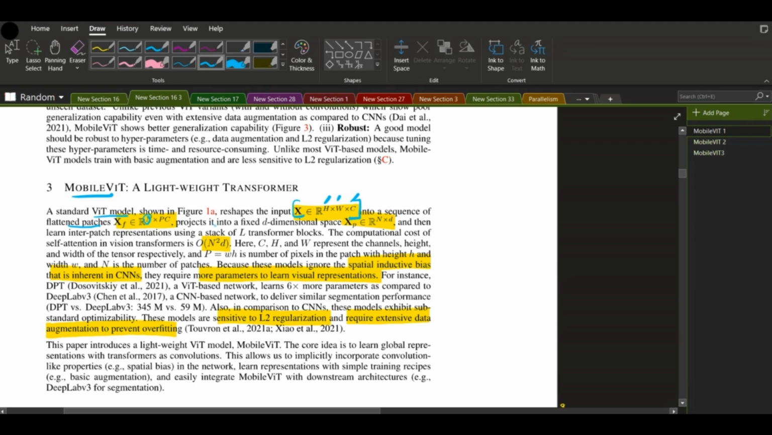Then these patches are projected into a fixed dimensional space, and then we learn the inter-patch representation using transformer blocks. So we can have a stack of these blocks. The computation cost of self-attention in the vision transformer is quadratic. So we have always known that.